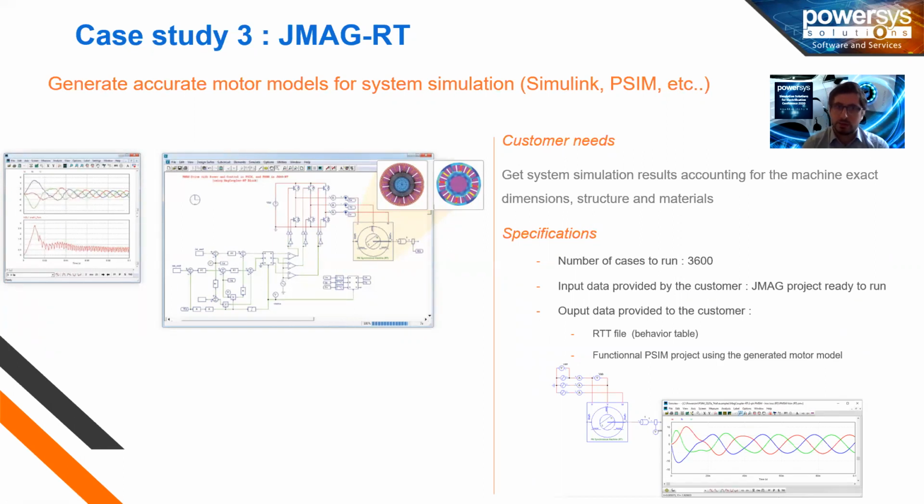To get a system simulation with a very high fidelity and realistic motor model, accounting for the exact dimensions, structure, and materials of the machines. This kind of simulation also requires a large number of cases, around 3,600 minimum. So having an HPC and a large computation system can be very useful and can get it done in just a few hours or something like that.